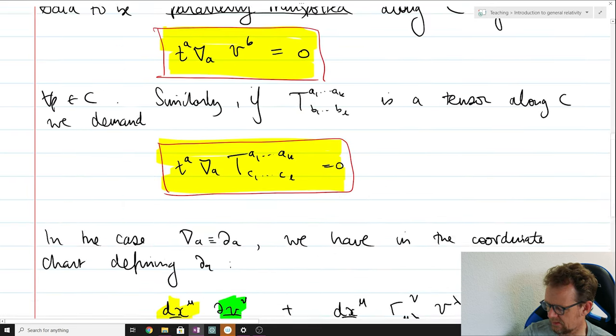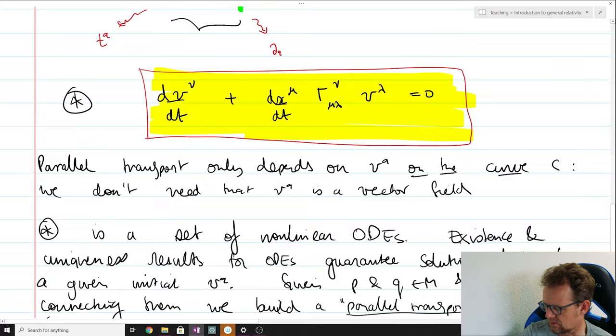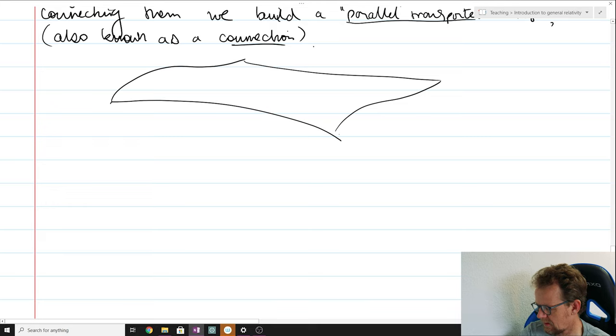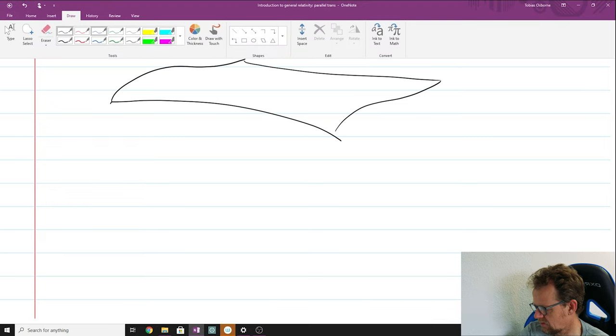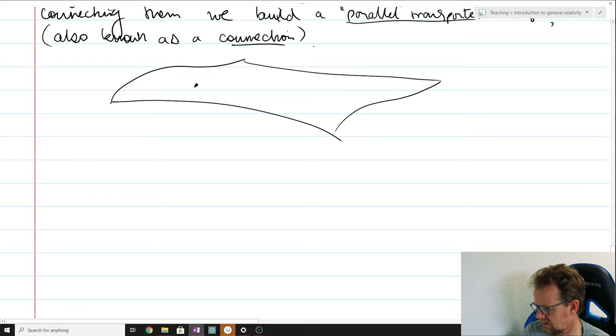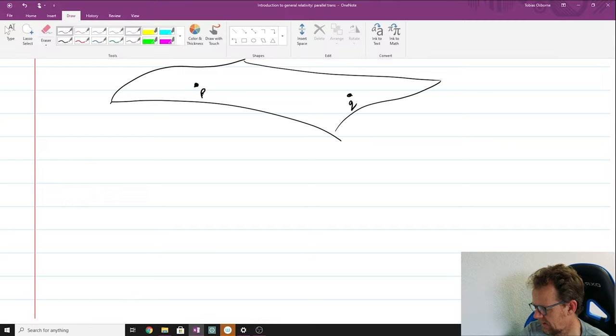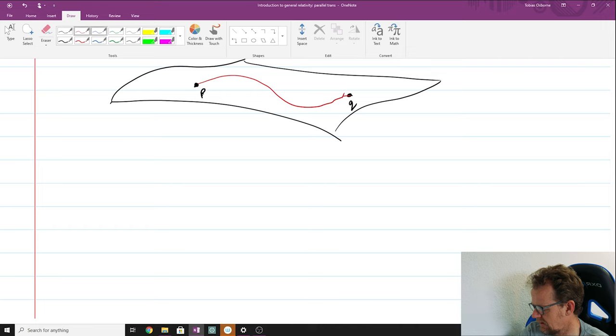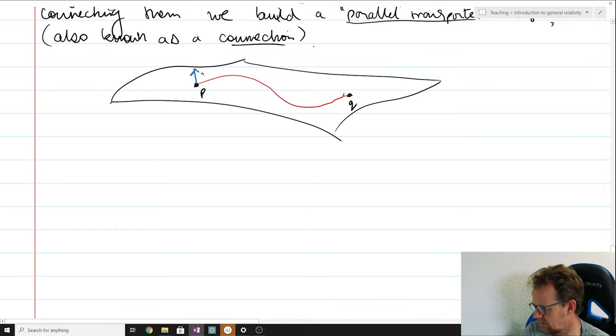So the way it works is, I'll draw another picture. Here's a manifold M. Here are two points, P, here's another point, Q. Here's a curve U gamma given in the manifold. So note that the notion of parallel transport depends on the curve. Here's a vector, an initial vector VA at the point P.